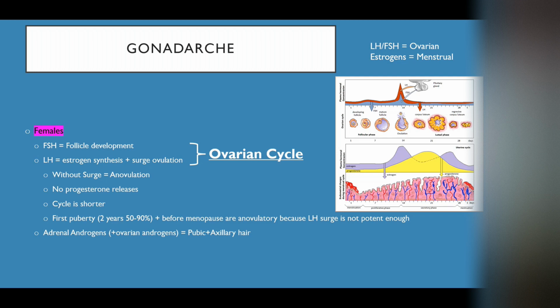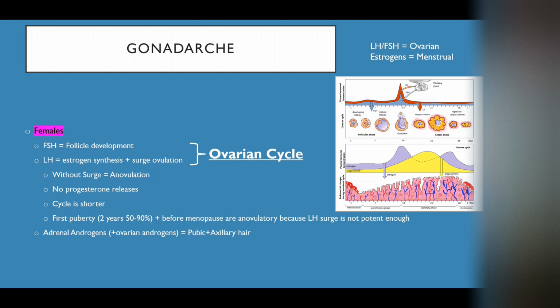No ovulation. Okay, good. There is no ovulation because the LH surge is not potent enough. So the LH surge is needed for ovulation. If it's not potent enough, you will not have ovulation. This will make a shorter cycle. No progesterone is released, and you have a shorter cycle.